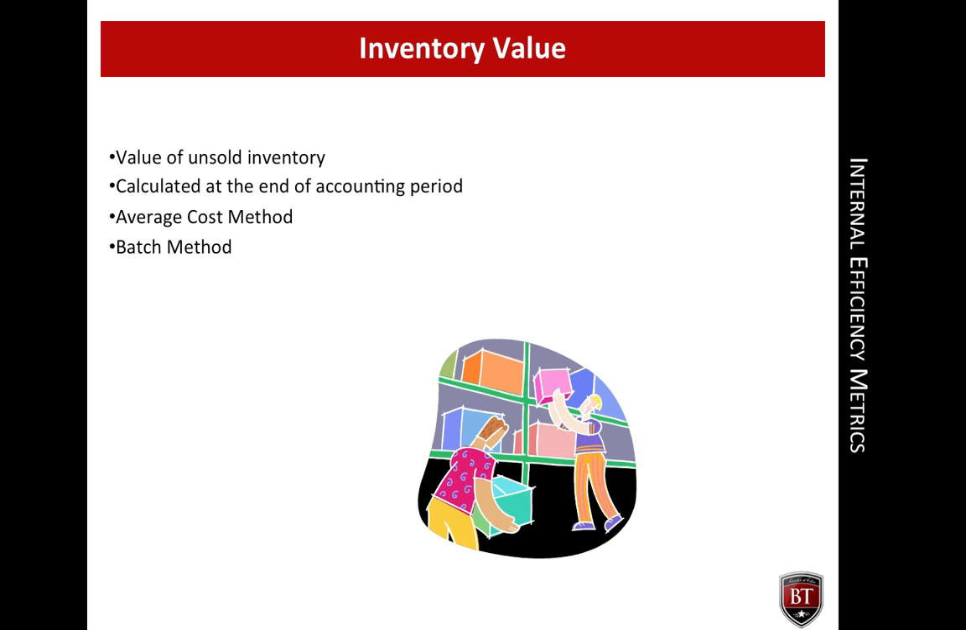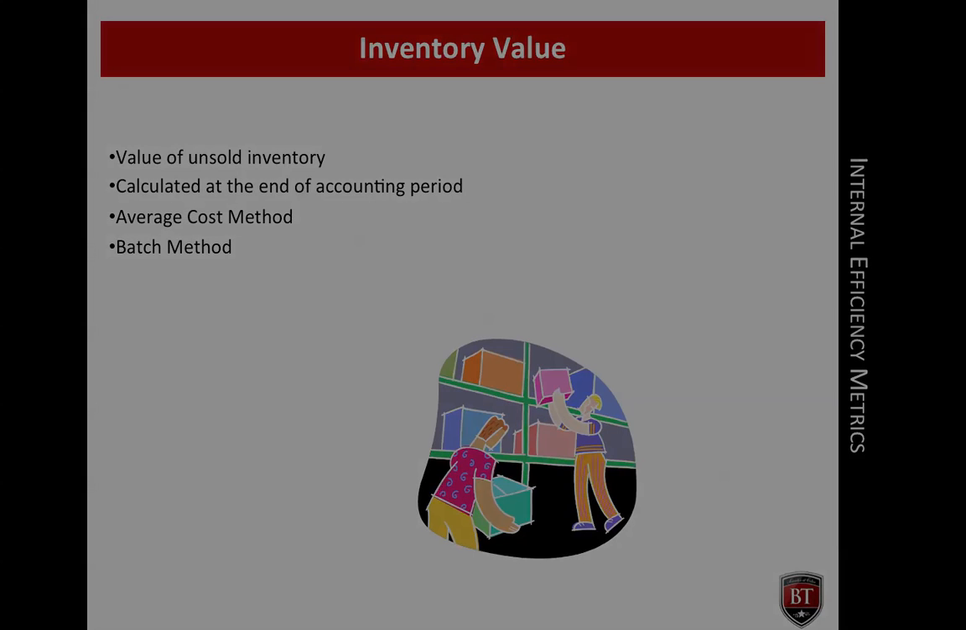Inventory value is the value a business has for inventory that has not been sold. Usually this value is calculated at the end of an accounting period: monthly, quarterly, or annually. There are two methods for calculating the value of inventory: the average cost method and the batch method. The average cost method is easier to calculate, but the batch method is more accurate.